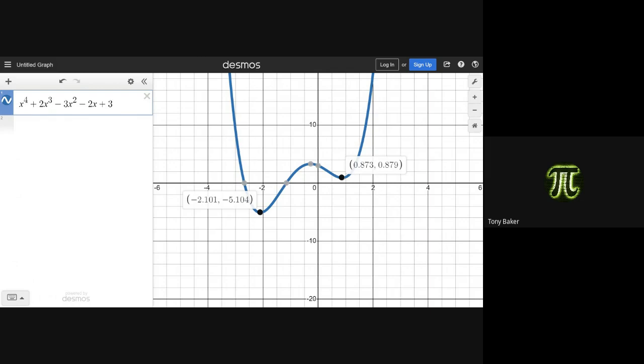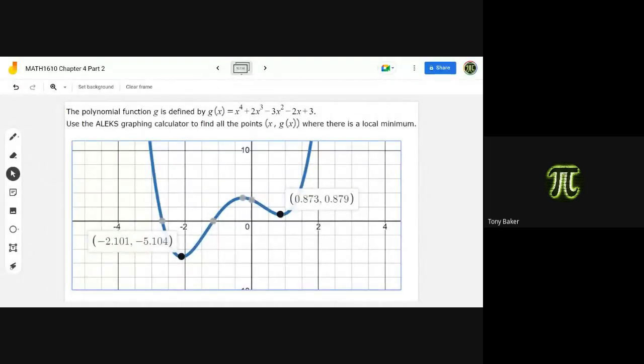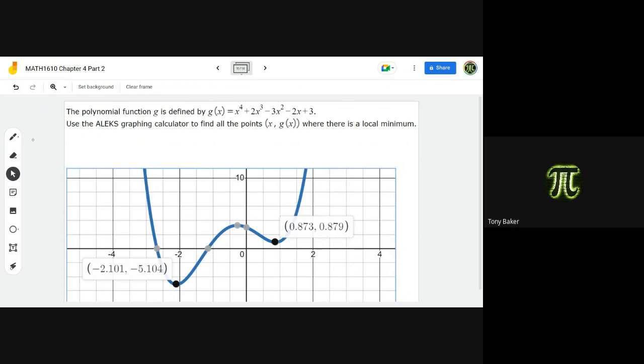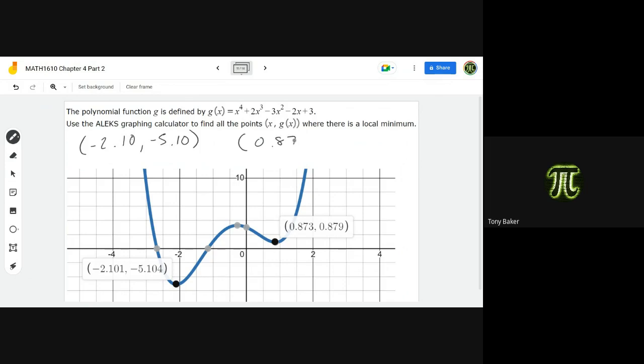So again, just remember to round to 2 decimal places. So your answer would be negative 2.10 and negative 5.10, and then 0.87 and 0.88. Those would be the 2 points.